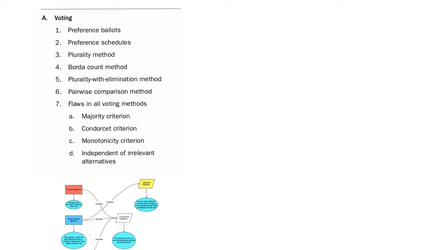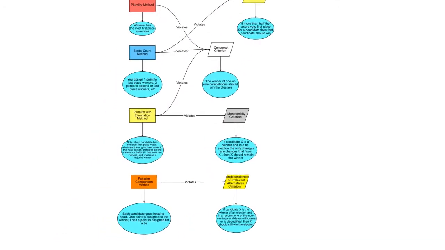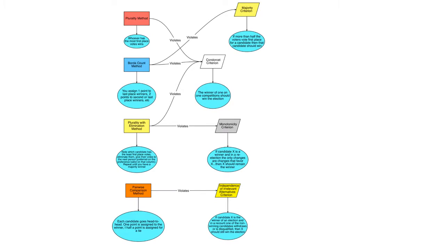We need to know about preference ballots, preference schedules, plurality method, Borda count method, plurality with elimination method, pairwise comparison method, as well as the flaws in all the voting methods: the majority criterion, Condorcet criterion, monotonicity criterion, and independence of irrelevant alternatives. One of the things that I've done for this video is I created a flowchart that relates many of the concepts together.